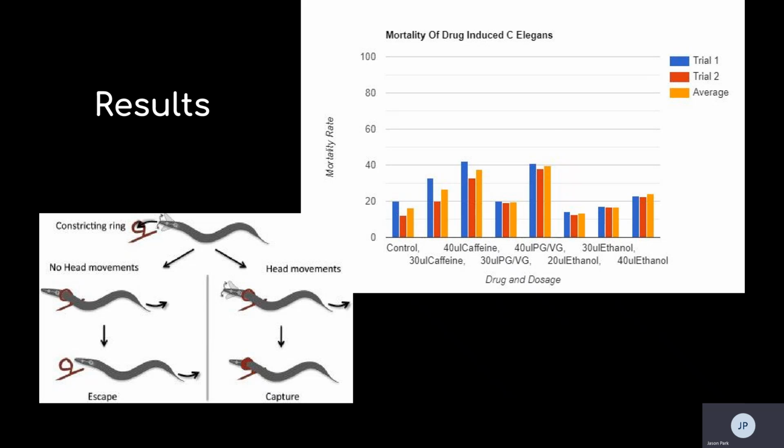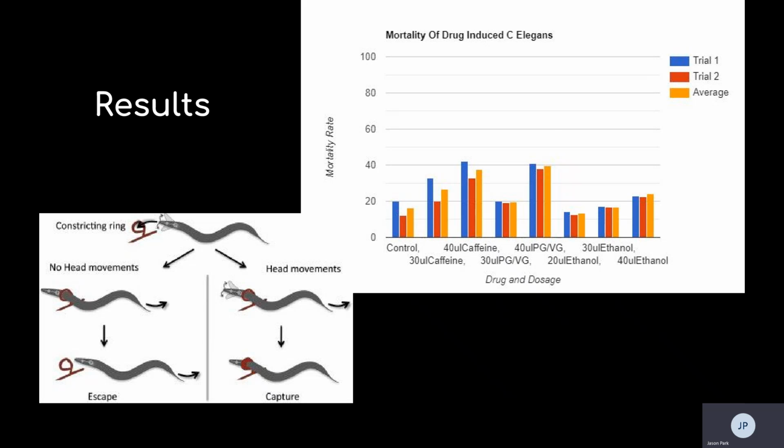The 30 UL caffeine group had a higher mortality rate than mostly every other group except for the 40 UL groups for propylene glycol and caffeine. This indicates that caffeine had as much, if not more, of an impact on the C. elegans than the ethanol and propylene glycol.